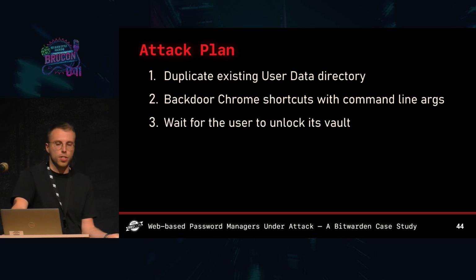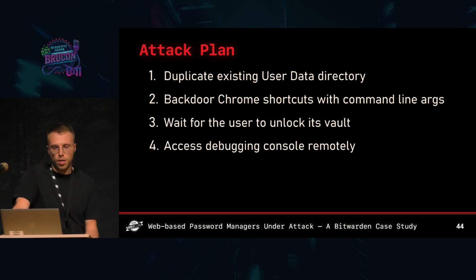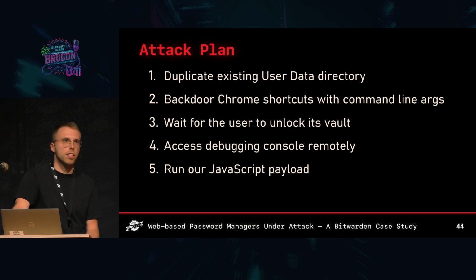Then wait once again for the user to unlock the vault. We can then access the debugging console, the API, which is made available, and then run the JavaScript payload that we detailed a few slides ago, and hopefully profit.